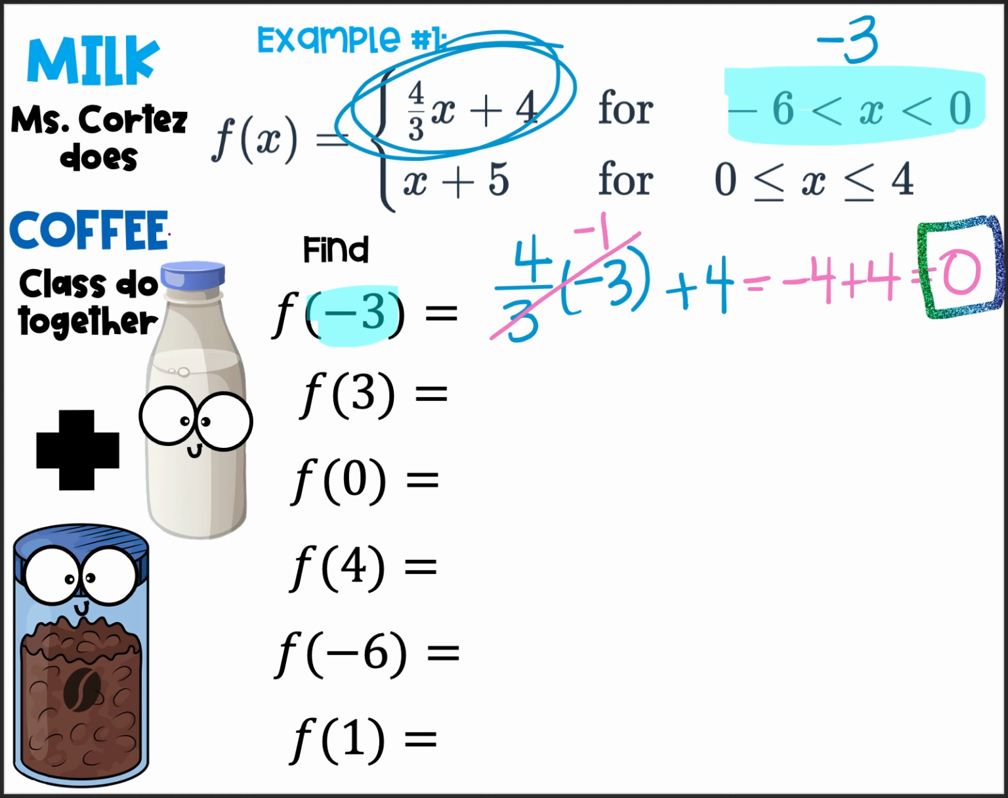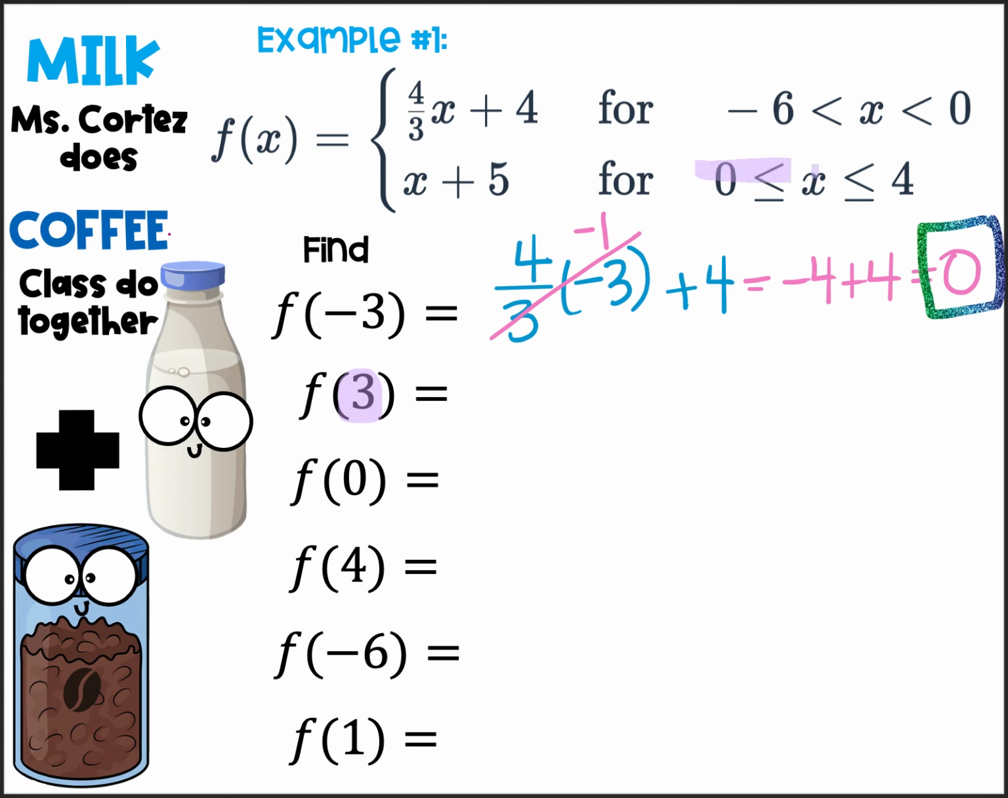Now let's do f of 3. Which interval does it land on? It lands in between 0 and +4. So I'm going to use the function x + 5. It's going to be 3 plus 5, and that's equal to 8. That's f of 3.